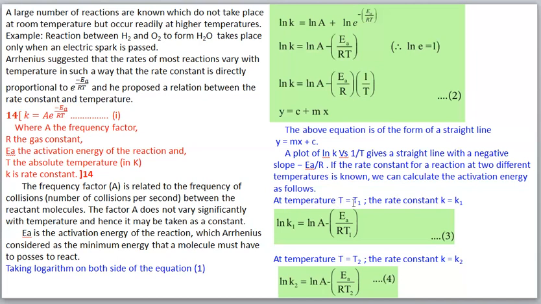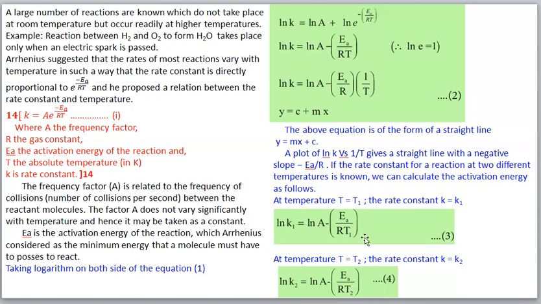at the temperature T equal to T1, the rate constant K is equal to K1. Substitute these values in this equation. So we'll get ln K1 equal to ln A minus Ea by RT1. That is what we are getting here. At the temperature T equal to T2, the rate constant K is equal to K2. Substituting these values in this equation, we will get ln K2 equal to ln A minus Ea by RT2. So we'll get this equation, equation 3, and this one we can take as equation 4.